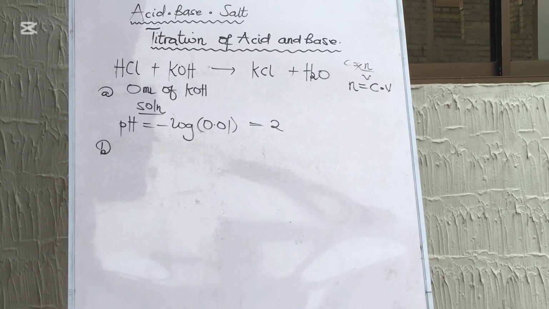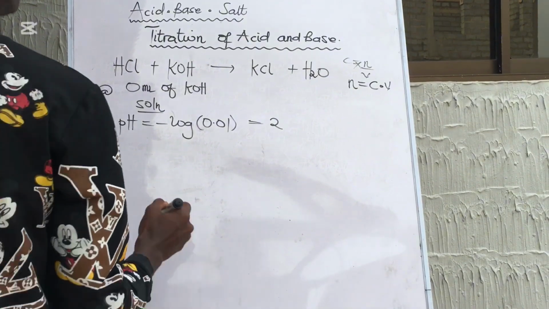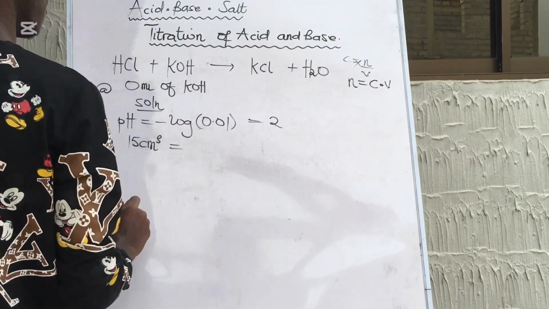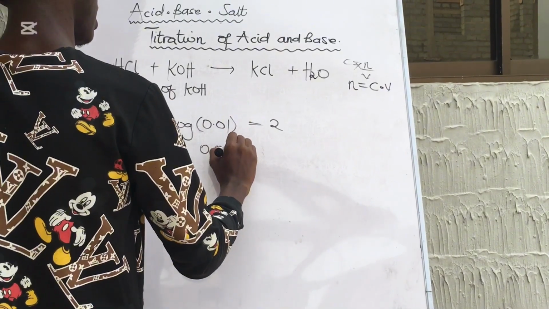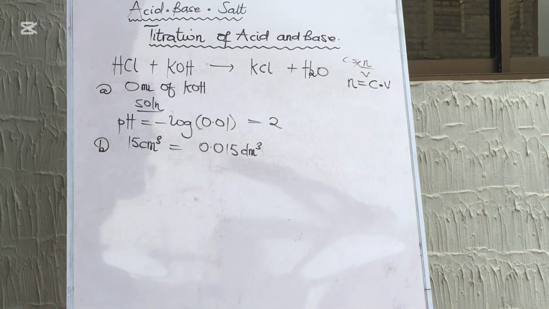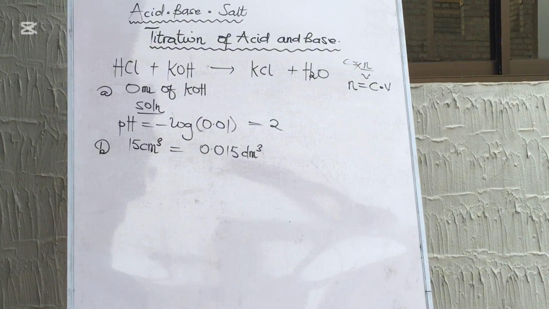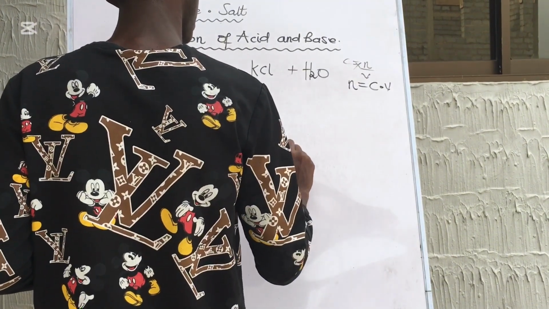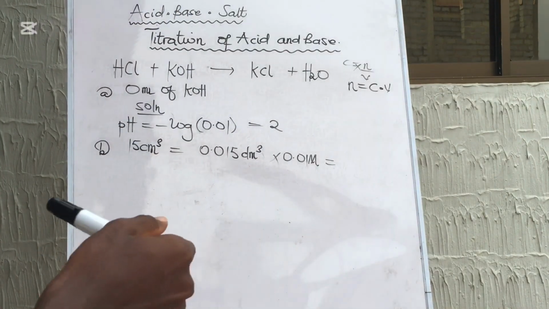So now let's try and start with the 15 ml. 15 ml is the same as 15 cm³, and if you want to convert it into dm³, you divide it by 1000. You are going to get 0.015 dm³. Why are you doing this conversion? You are doing this conversion because you want to determine the number of moles, and to determine the number of moles, your volume is supposed to be in dm³. And now they give you the concentration of the KOH, which is also 0.01 molar.